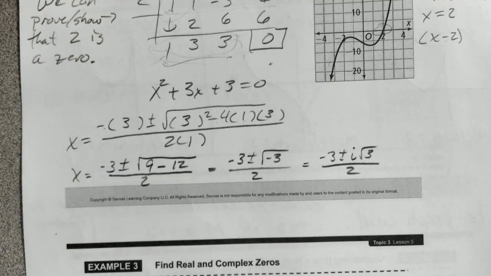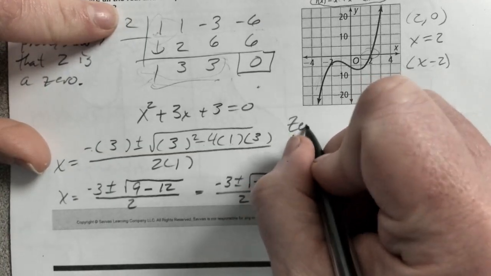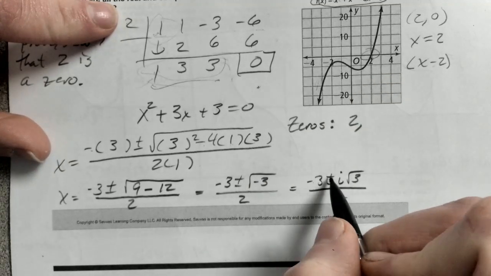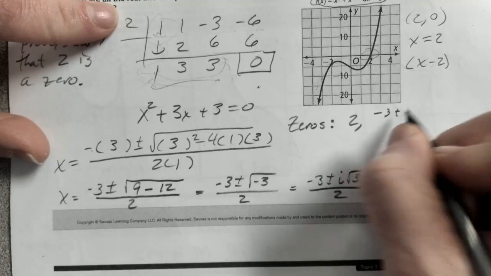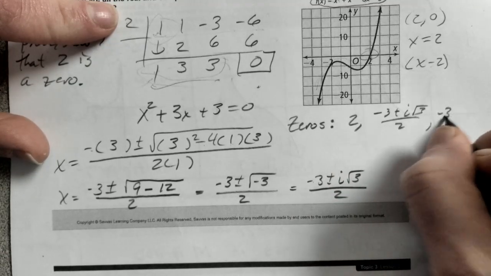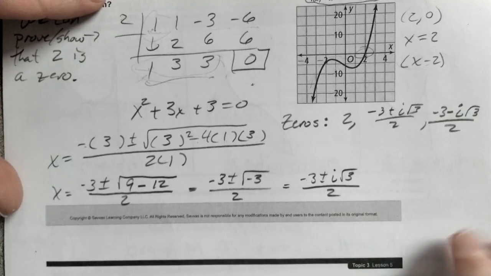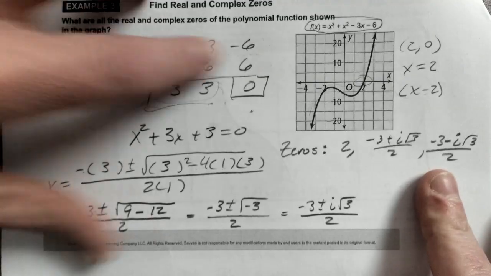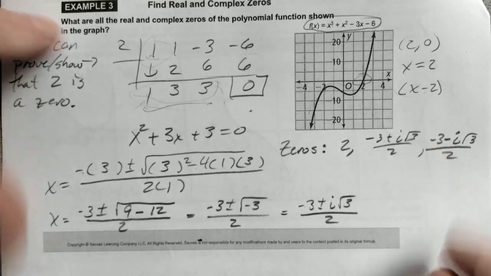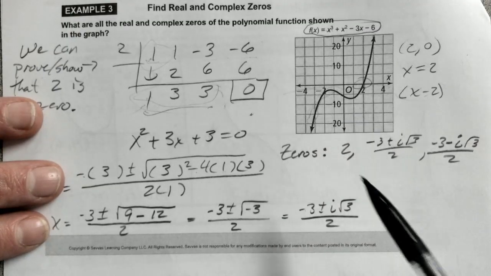And now, all of the zeros, right? We showed that 2 is a 0. So I'm going to list all of my zeros here. We have 2, and negative 3 plus i root 3 over 2, and negative 3 minus i root 3 over 2. So that's 1, 2, 3 zeros, and the degree is 3. That matches. There we go. We have complex zeros where the graph turned below the x-axis.